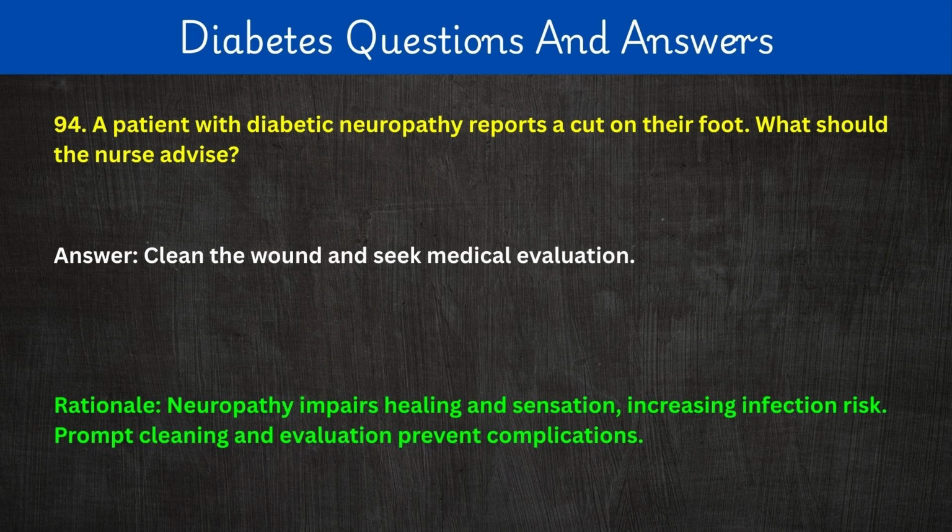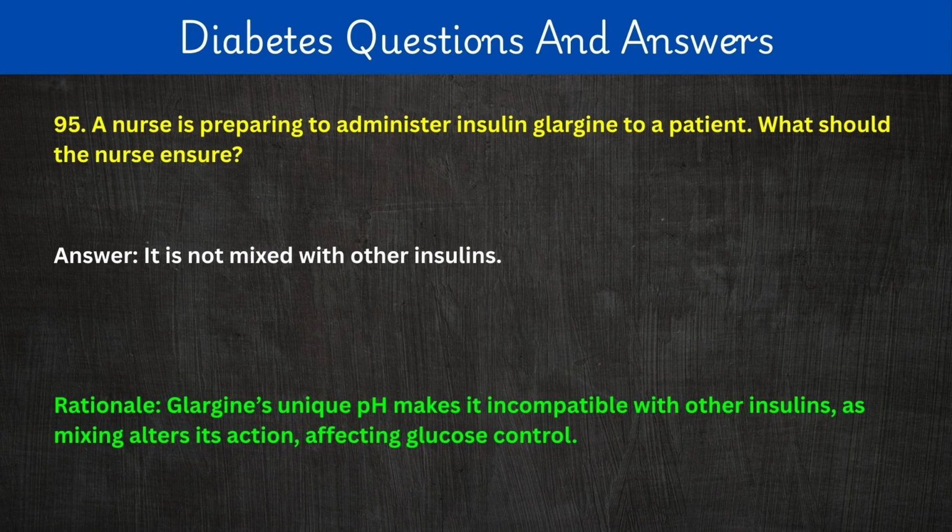Rationale: neuropathy impairs healing and sensation, increasing infection risk. Prompt cleaning and evaluation prevent complications. 95. A nurse is preparing to administer insulin glargine to a patient. What should the nurse ensure? Answer: it is not mixed with other insulins.